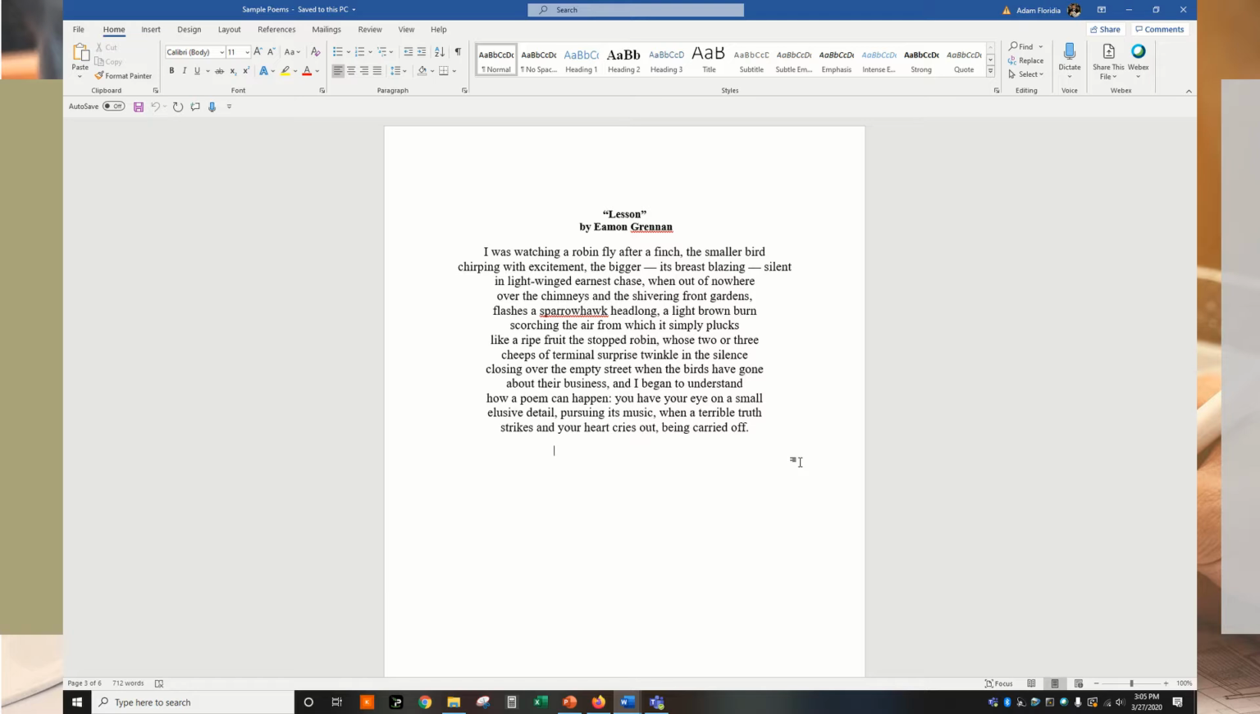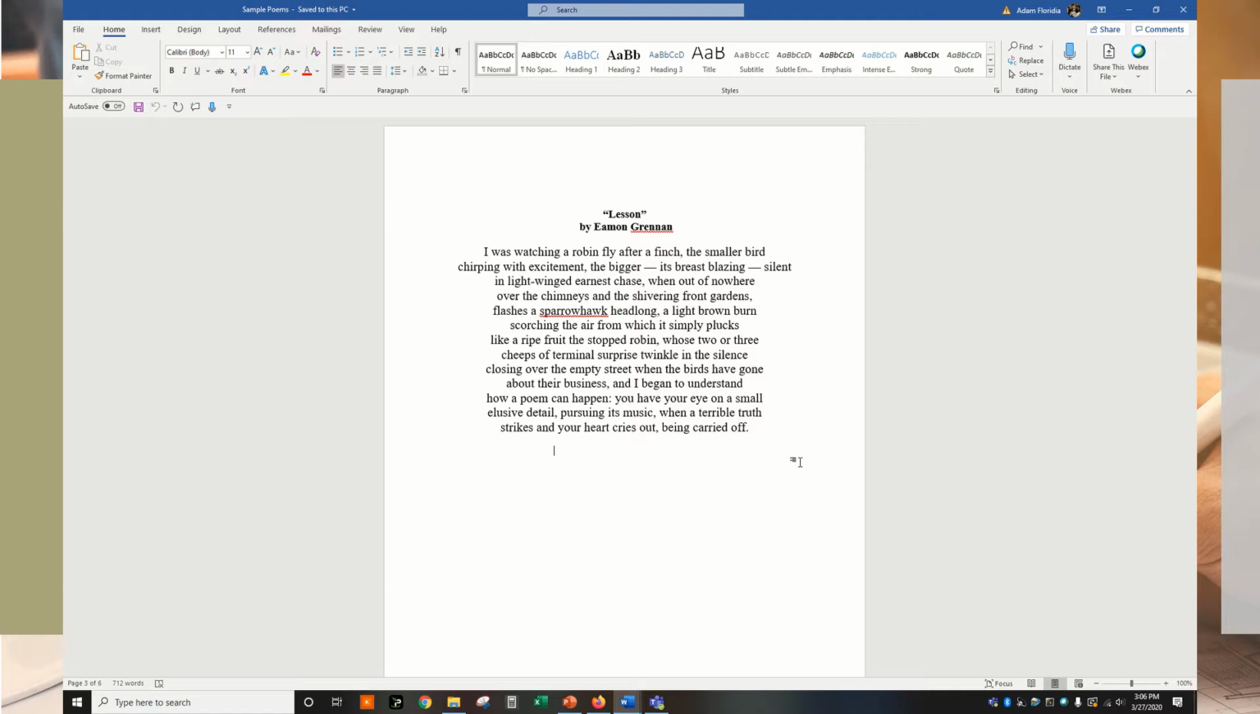I was watching a robin fly after a finch, the smaller bird chirping with excitement, the bigger, its breast blazing, silent, in light winged earnest chase, when out of nowhere over the chimneys and the shivering front gardens flashes a sparrowhawk headlong, a light brown burn scorching the air from which it simply plucks a ripe fruit, the stopped robin, whose two or three cheeps of terminal surprise twinkle in the silence, closing over the empty street when the birds have gone about their business, and I began to understand how a poem can happen. You have your eye on a small elusive detail, pursuing its music when a terrible truth strikes and your heart cries out.